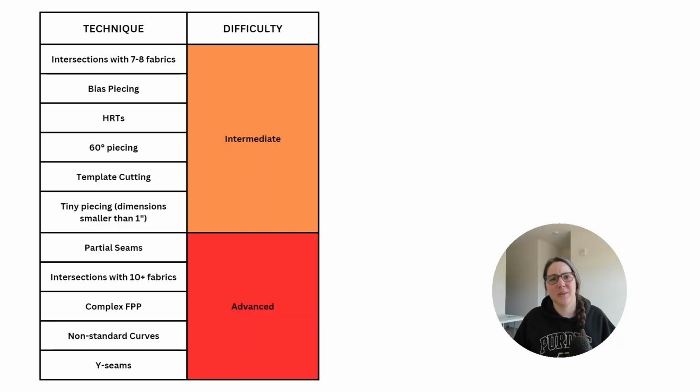Any kind of 60-degree piecing. So we're talking about equilateral triangles, 60-degree diamonds, hexagons, anything like that. Definitely an intermediate skill, just because there's a lot of differences in the way that you have to align those pieces.